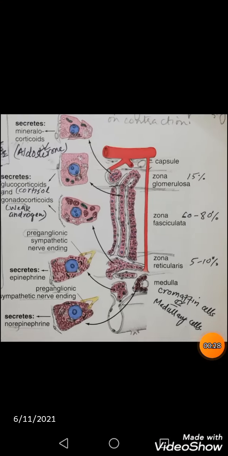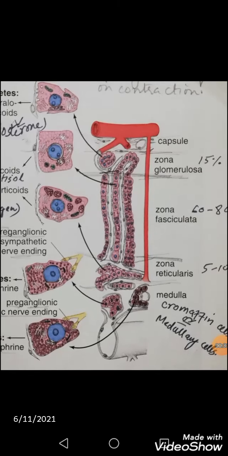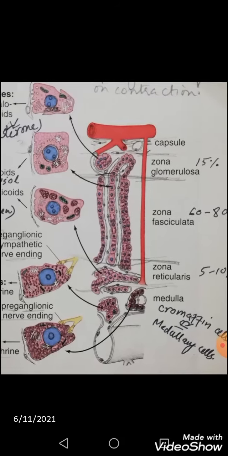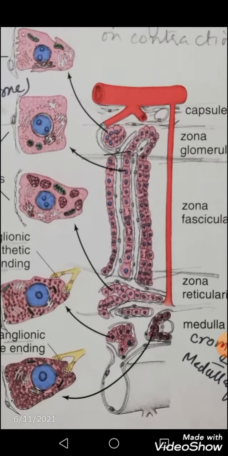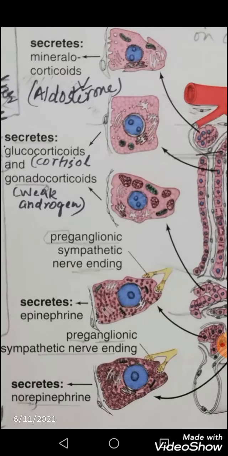Now in this diagram, you can see the capsule, the zona glomerulosa, fasciculata and reticularis. You can mark the abbreviation GFR. Then you can see the medulla laden with the chromaffin and medullary cells, right? Now here on the left side, you can see various cells of these three different zones of the cortex, and then comes the medulla and the secretions they are going to produce, right?